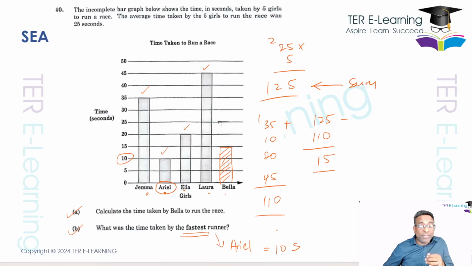All right, guys. So this brings us to the end of the 2024 SCA Maths paper, right? In terms of assessment, this paper was a lot easier than the 2023 paper, right? There wasn't anything too difficult on this paper, right?